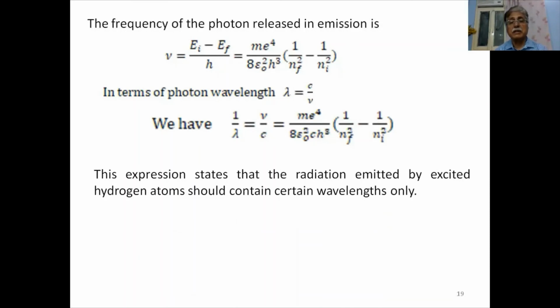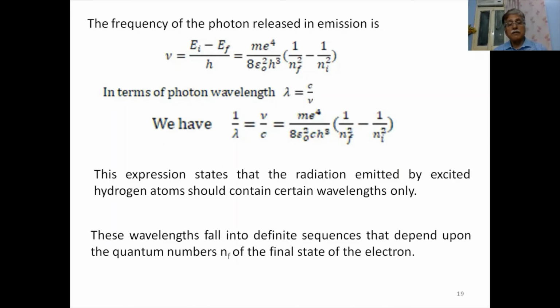This expression states that the radiation emitted by excited hydrogen atoms should contain certain wavelengths only. Not all wavelengths are possible. That is, the Rutherford model had predicted a continuous spectrum, whereas this model is giving discrete values of lambda. Only certain values of wavelengths are permitted, not all wavelengths. And this is what was observed experimentally also. These wavelengths fall into definite sequences that depend upon the quantum number nf, that is, the final state of the electron.